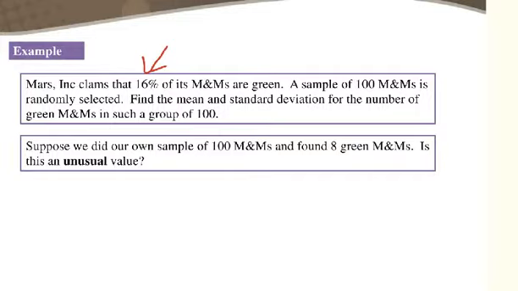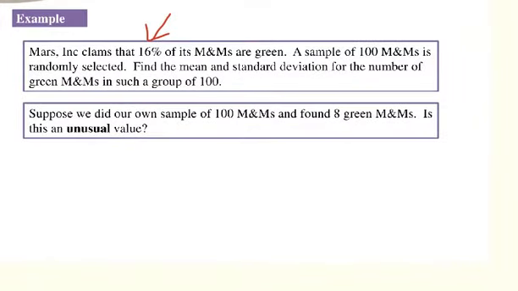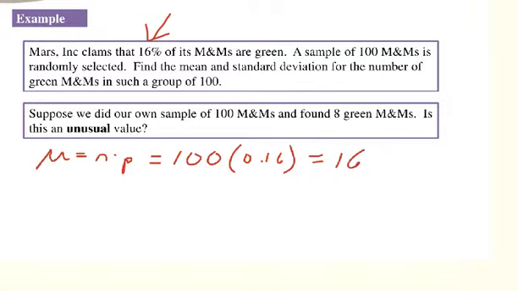So to calculate the mean, since this is a binomial probability distribution, we can simply multiply the number of trials times the probability of a success. So n in this case is 100. p, or the probability of a success, is 0.16. So those calculate, of course, to be 16. That means in a sample of 100 M&Ms, 16 of them, on average, should be green.